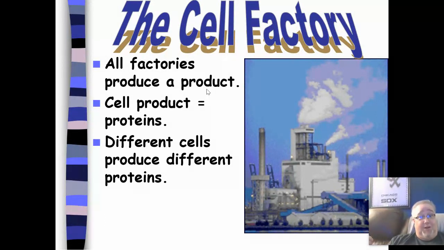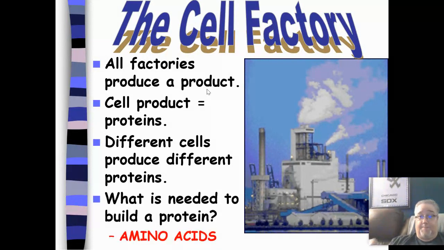I mean, like your liver cells make different proteins than your white blood cells do. But one thing we have to remember about proteins is what proteins are made of. You might remember this from the previous unit, right? Proteins are made of amino acids. Do you remember how many different amino acids there are? There are 20 of them.